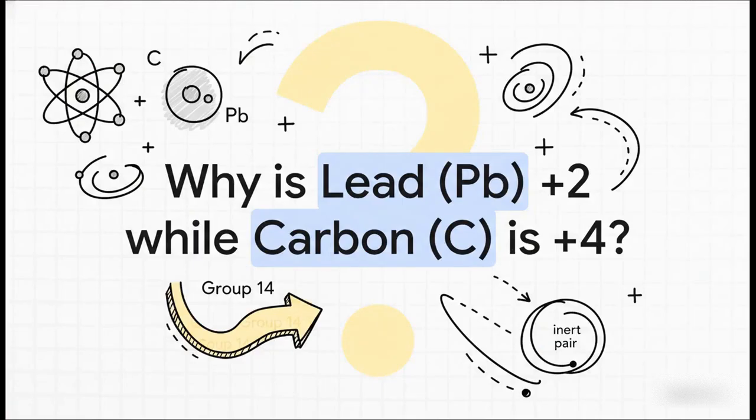Let's frame this with a classic chemistry puzzle. Carbon and lead are in the same group, group 14. They both have 4 valence electrons. So why on earth is lead perfectly happy just using 2 of them to form a +2 ion, while carbon almost always uses all 4? The answer, my friends, is the inert pair effect.